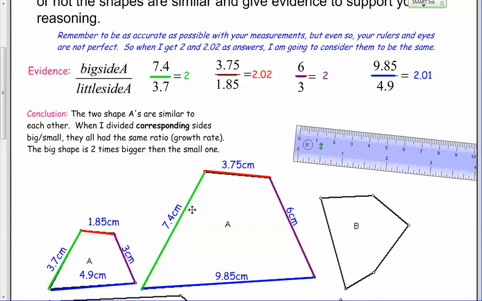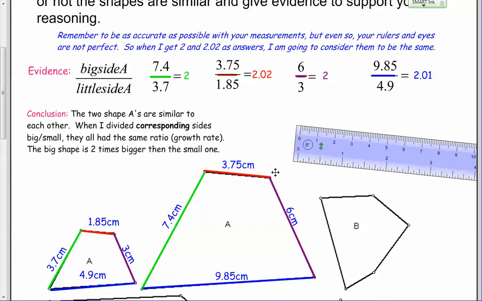So I know that this green side is 2 times bigger than this green side, because what I'm finding here is actually the growth rate. It's telling me how much it's grown. I'm going to do the same thing for the red, purple, and blue sides.